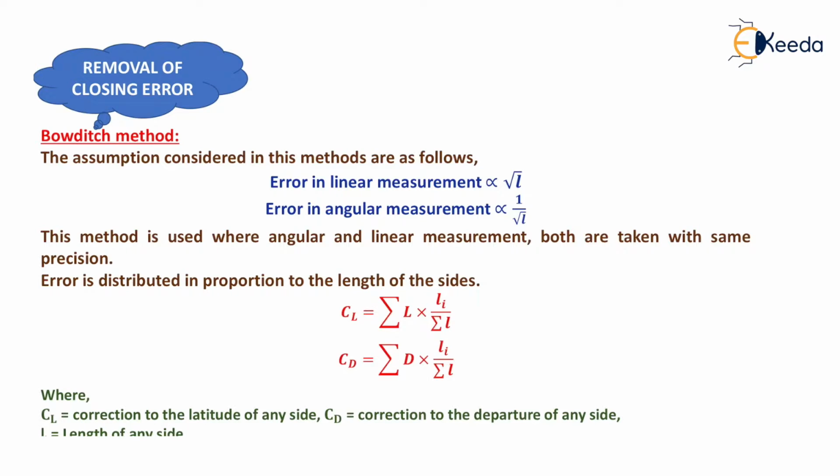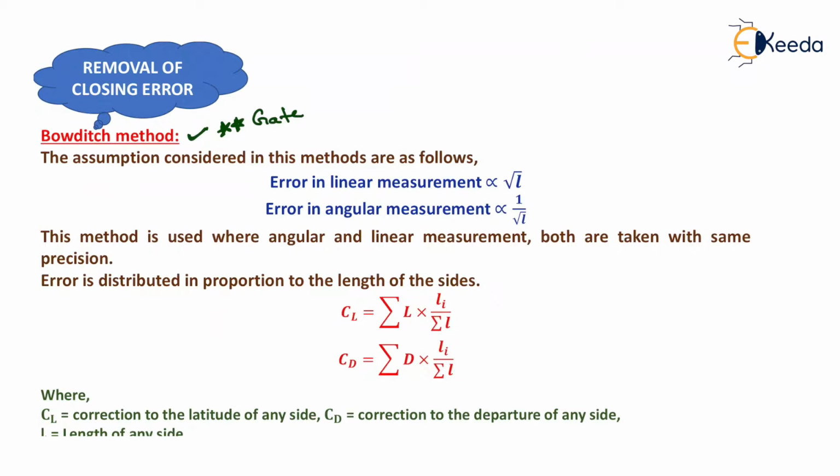The first one is Bowditch method, which is one of the most important methods as per the GATE exam. If GATE wants to ask any question from this topic, then it will ask a question from the Bowditch method only, because the rest three methods are non-important. Only Bowditch method is very important from the removal of closing error concept.